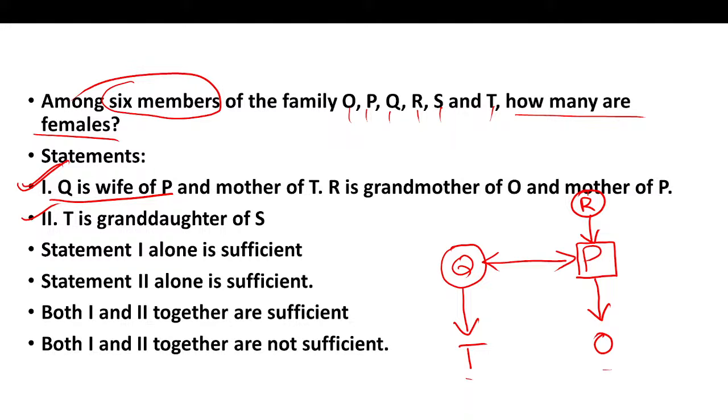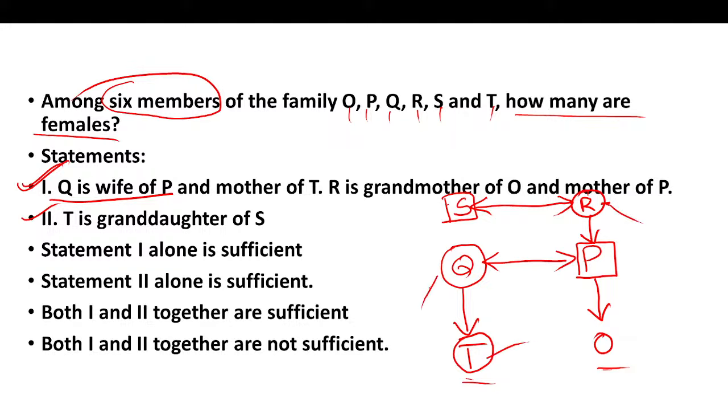Let's go for statement 2. What is statement 2? T is the granddaughter of S. Granddaughter of whom? S. So obviously he is male, she is female. These are married couples. So two married couples are there, and for Q and P, two children are there. But by using this, in total how many females are there?